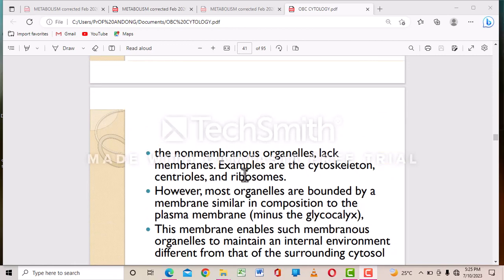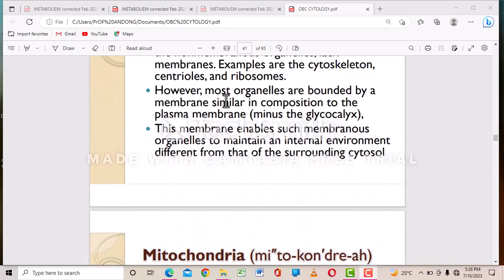You have non-membranous bound organelles. That is those organelles that are not actually surrounded by a membrane, that is the cytoskeleton, centroids, ribosomes. And you have membrane bound organelles that are actually surrounded by a membrane. Now these membrane bound organelles can further be broken down into two. You have double membrane bound organelles and single membrane bound organelles, as we are going to see.